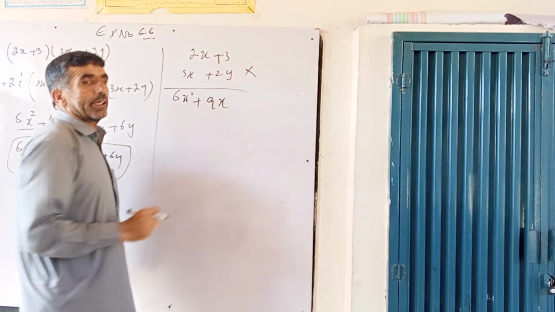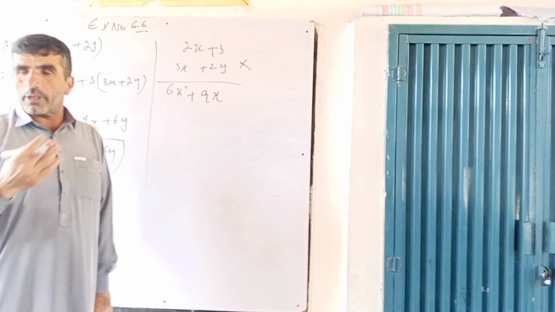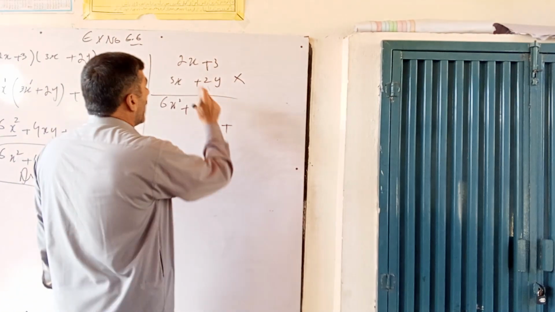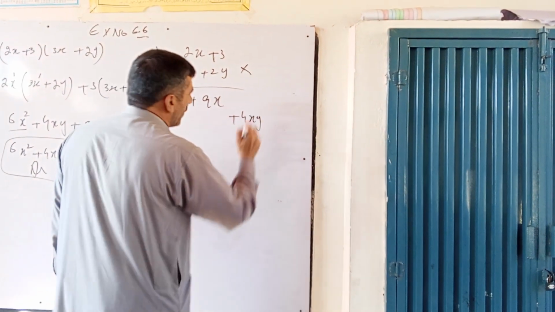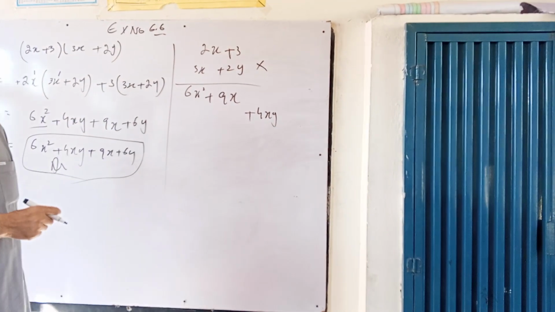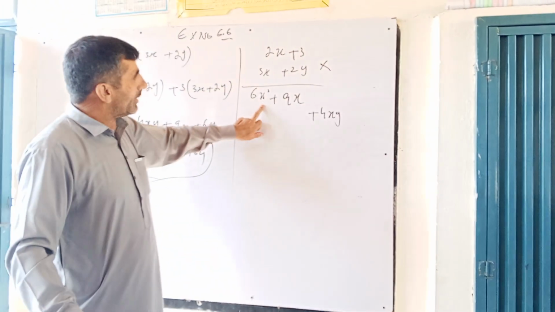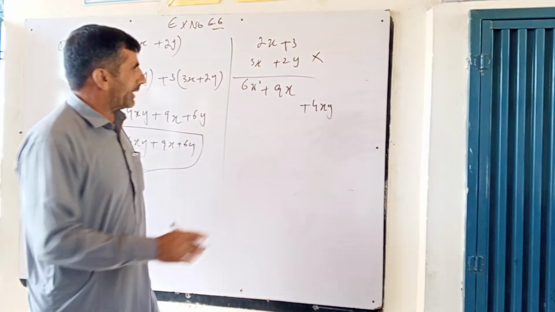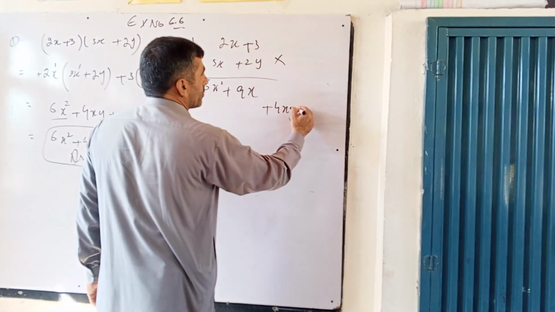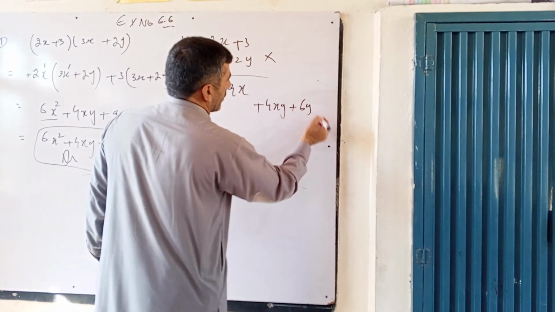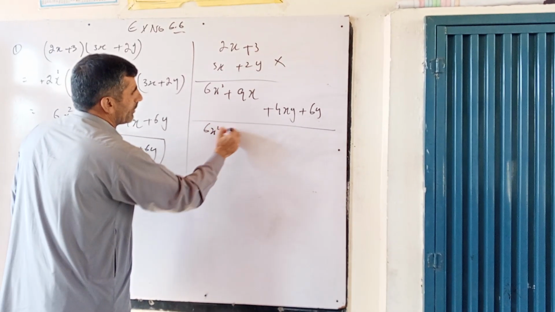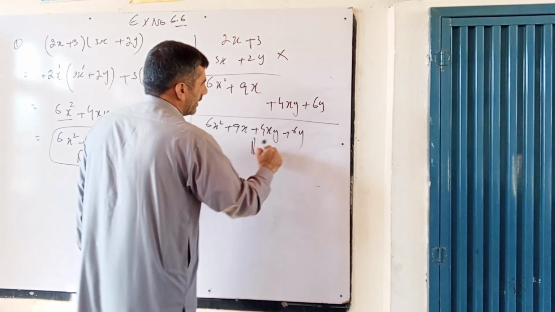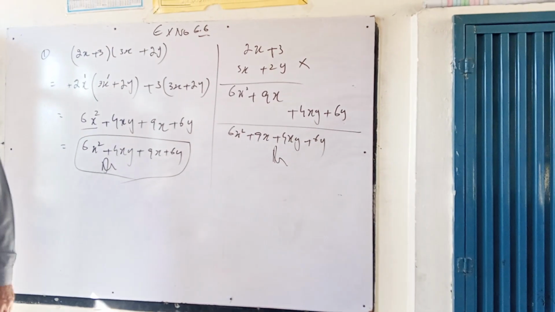Here we have no xy, so the xy will be added in a separate space. So I shall write it as 4xy. Now there is no xy, so I cannot write it under the x square or x, because they are different and xy is different. Now plus and plus is equal to plus, 2 threes are 6y. So it is equal to 6x square plus 9x plus 4xy and plus 6y, and this is the final answer.